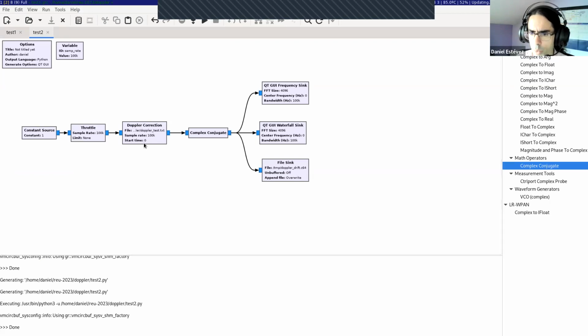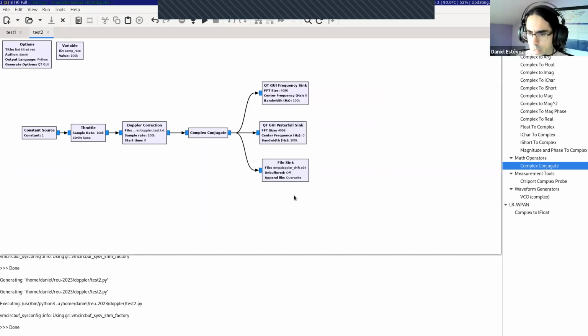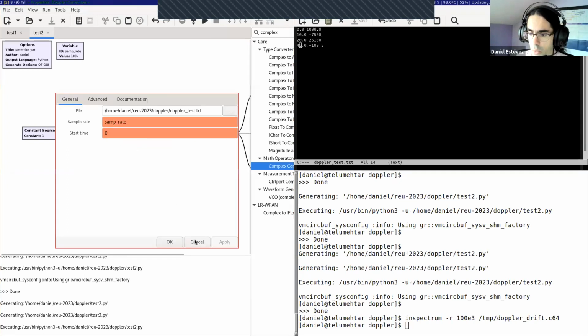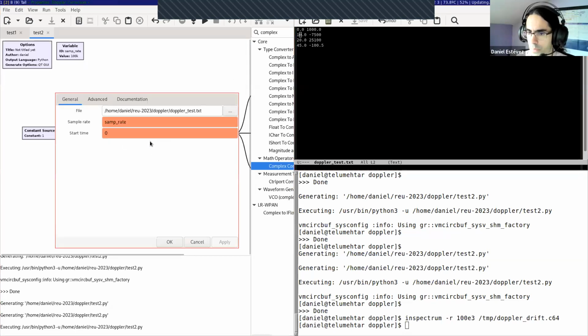What else? What's the meaning of the start time? So the start time, basically, it's a way to relate the time axis on this file with the execution of the GNU Radio flow graph. So start time basically means when the first sample arrives into this block, what is the time for that sample, and then it will go to the file and it will look up to whatever time.